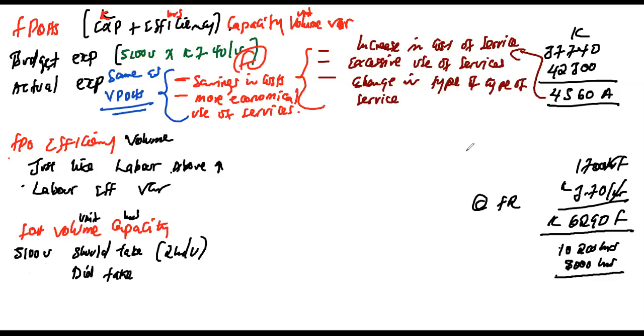So we've got a variance of 2,200 here. Now, is it favorable or adverse? Is it a good thing or bad thing? So adverse. It's adverse. Madam Emma, do you agree it's adverse? Yes, it is. Why is it adverse?